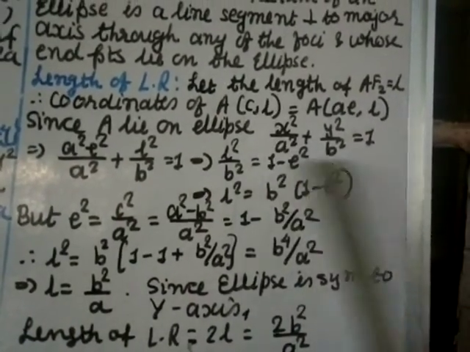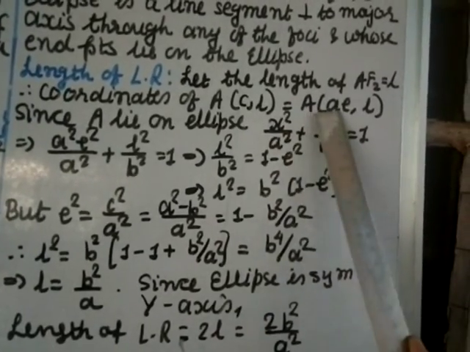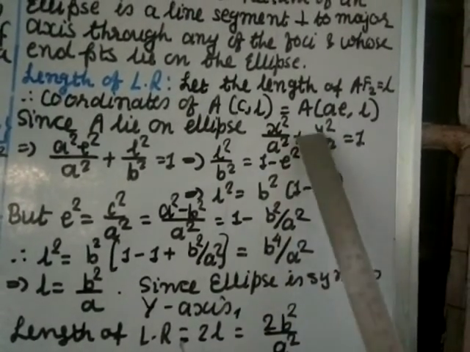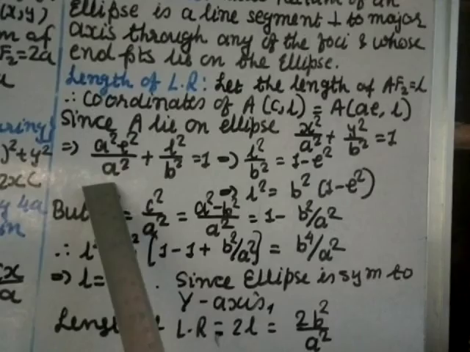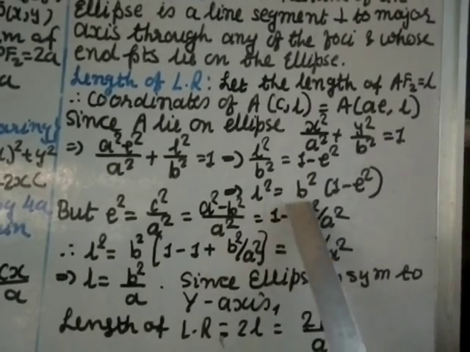Since A lies on the ellipse, it will satisfy the equation of the ellipse, x square by a square plus y square by b square equal to 1. So instead of x you put ae, and instead of y you put l. Here a square e square by a square plus l square by b square equals 1. The a square cancels, so you get e square plus l square by b square equals 1. Transferring e square over, l square by b square is equal to 1 minus e square. Now if b square is transferred over, you get l square equal to b square into (1 minus e square).